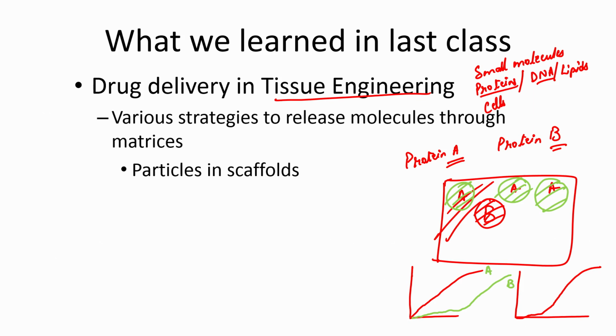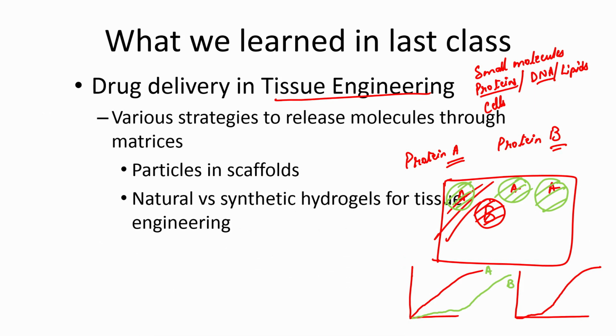And then another thing we talked about was major differences between natural and synthetic hydrogels for tissue engineering. In this particular case, we took the example of a collagen scaffold and a PEG scaffold, or a PEG hydrogel. And what we learned here is that both of them have their own advantages and disadvantages.